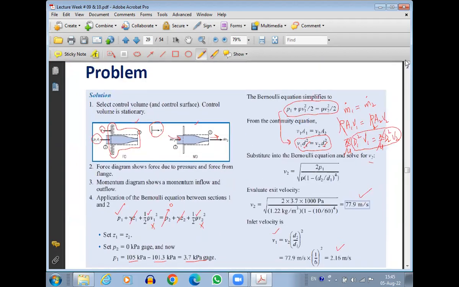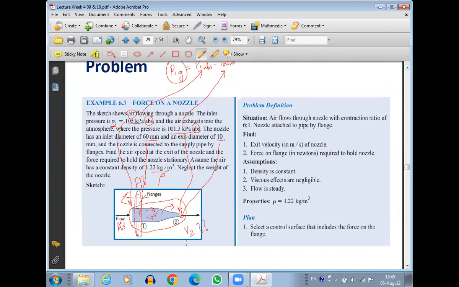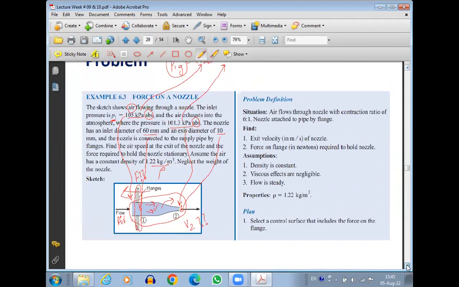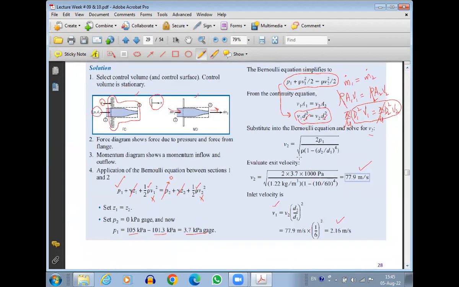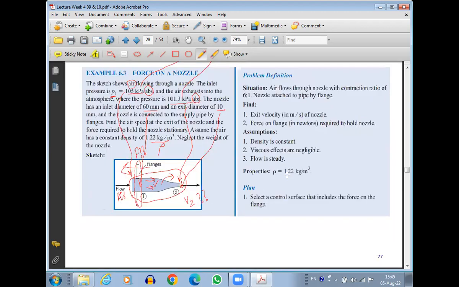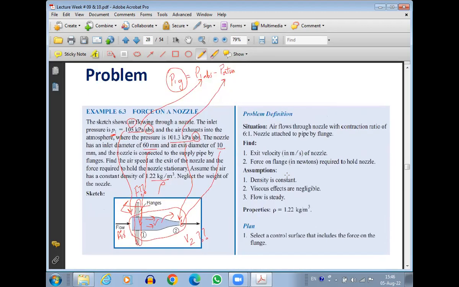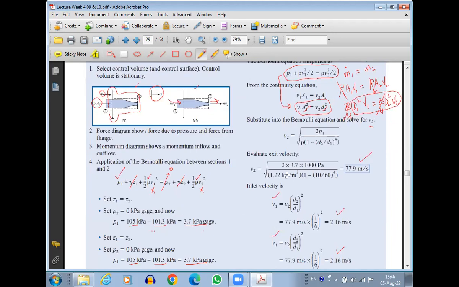So we were required to find two things. First, the velocity at the exit, which we find using Bernoulli's and continuity equations. The next thing was finding the force required to hold the nozzle in place, using the momentum principle. If there is anything within the solution of this problem which is not clear, please feel free to ask.